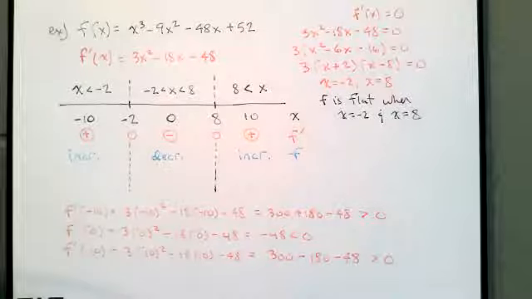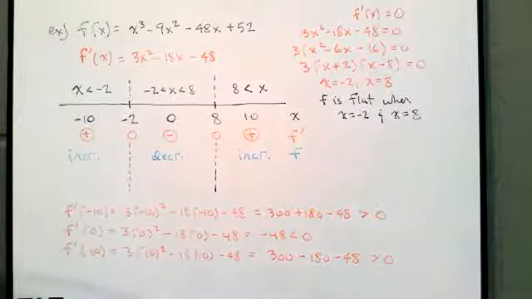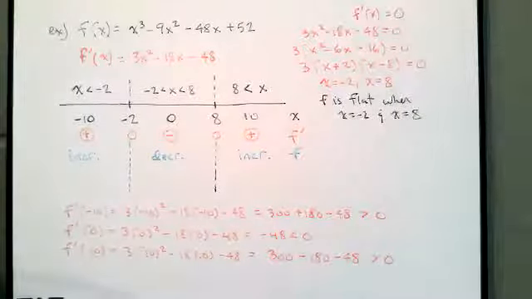Another thing that we can point out about the function: at -2 is where the function changes from increasing to decreasing. So we call this a local maximum. We say f has a local maximum when x equals -2. So we would say that f has a local max at -2.